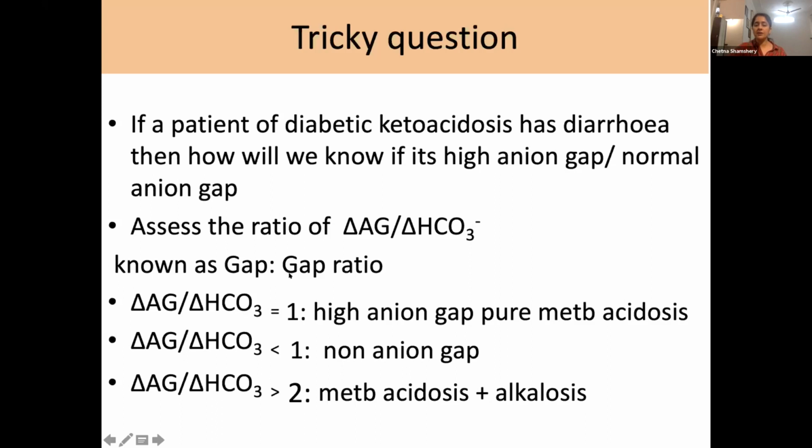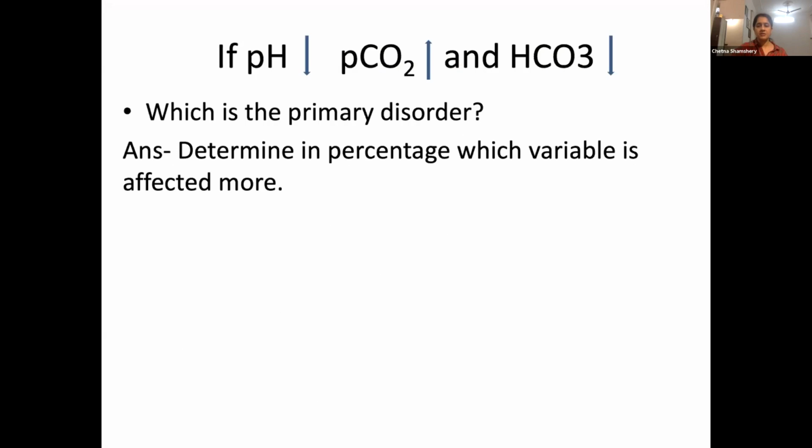For that, we calculate the delta gap ratio, or the gap-gap ratio, in which we see the difference of the anion gap to the bicarbonate. If it is 1:1, whatever is the difference of bicarbonate is exactly the difference of anion gap. It is purely high anion gap metabolic acidosis. If the ratio is less than 1, it is a non-anion gap metabolic acidosis. And if the ratio is greater than 2, then it's a combination of metabolic acidosis and alkalosis.